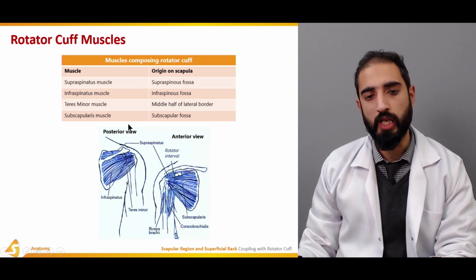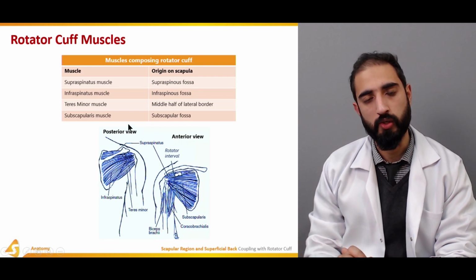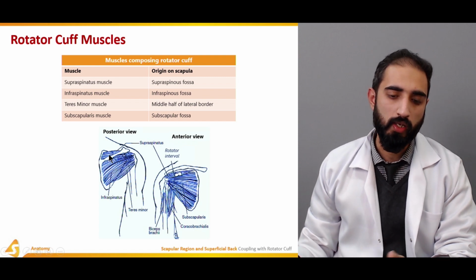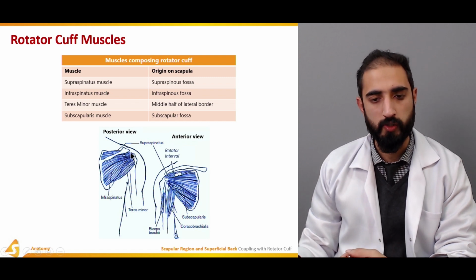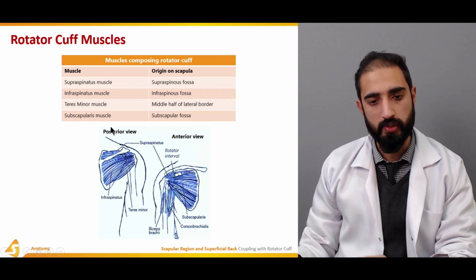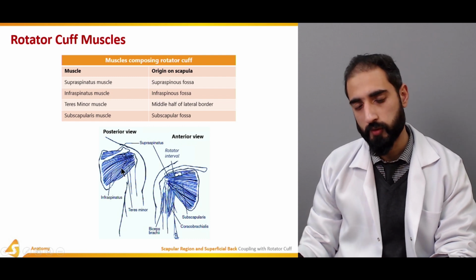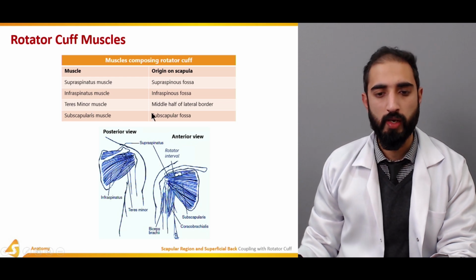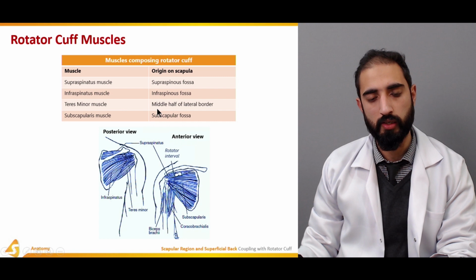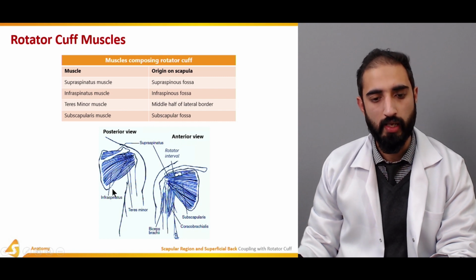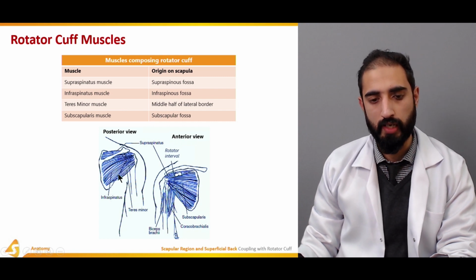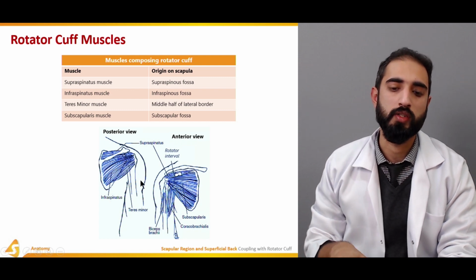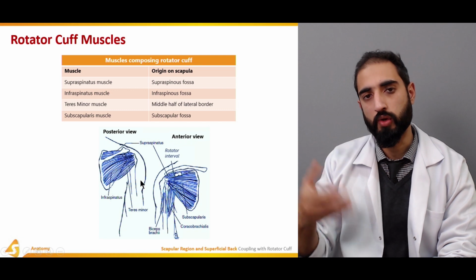And here we have the names of the different rotator cuff muscles, including the supraspinatus muscle, which is present just superior to the spine of the scapula in the supraspinous fossa. The infraspinatus muscle, which is lodged in the infraspinous fossa, just beneath the spine of the scapula. The teres minor muscle, which arises from the middle half of the lateral border or the axillary border of the scapula, and the subscapularis muscle, which arises from the subscapular fossa, which is located ventrally.